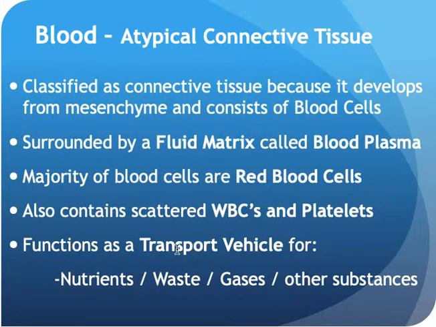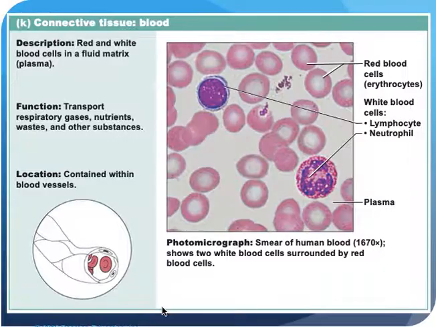It functions as a transport vehicle for nutrients, waste, gases, and other substances. Again, you'll go over the blood a lot, and the functions of it, as you get into part 2 of anatomy and physiology. So here is a picture of our blood. Blood always looks really cool under the microscope, and I can see the majority of the cells are red blood cells, but I can see that I have some white blood cells in there too. Red blood cells are more about carrying oxygen. The white blood cells are more going to deal with your immune system.